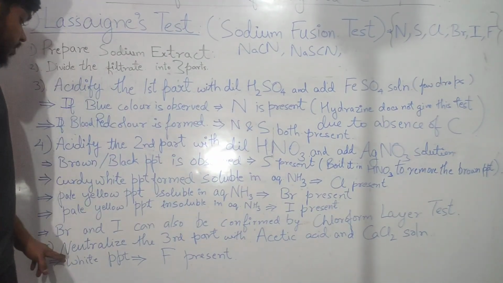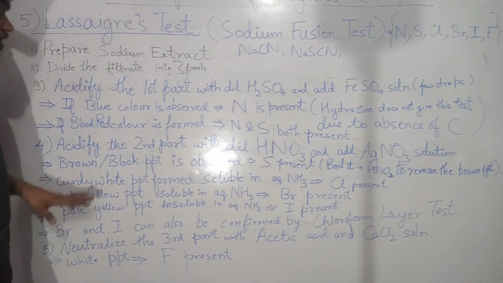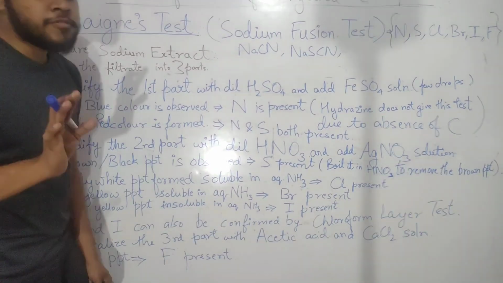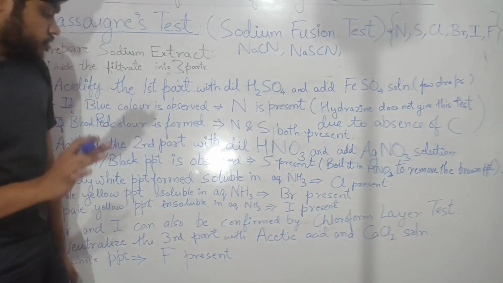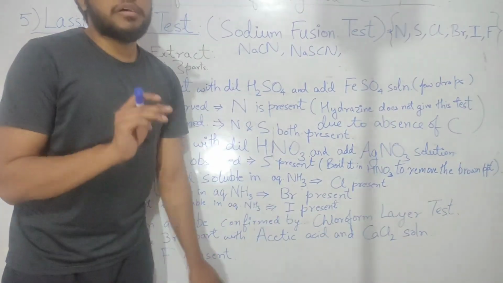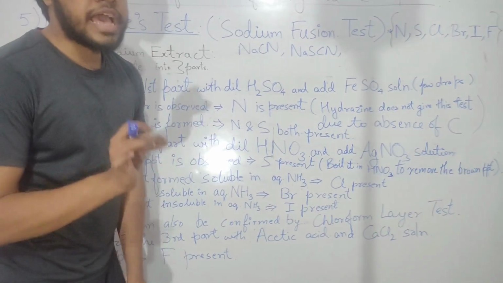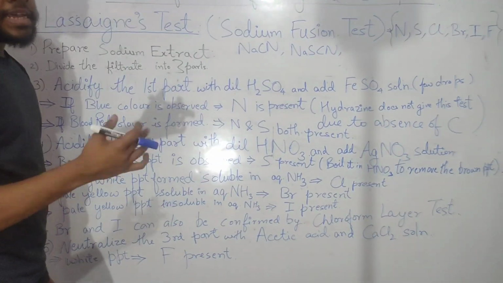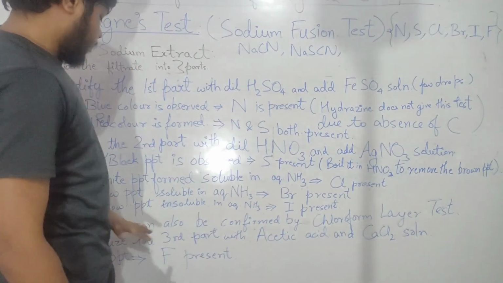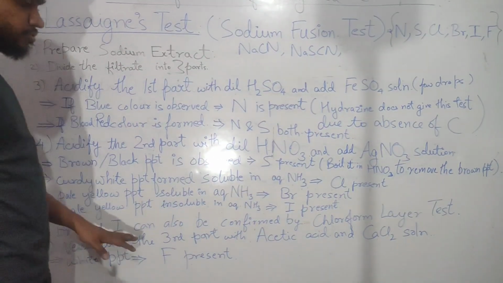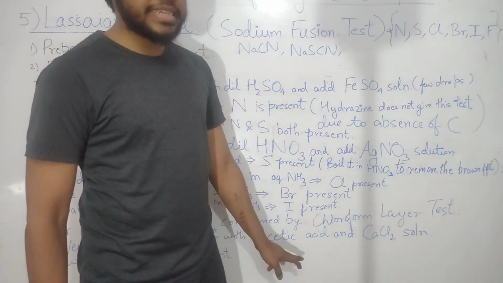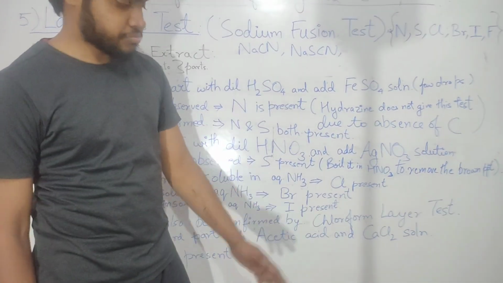Okay, now we come to the third part. So in the third part we will be testing for fluorine. In this case we have to neutralize the third part with acetic acid. Keep in mind we have to neutralize and not acidify, because if we acidify, our test may become negative in the presence of fluoride ions. So we have to keep the condition almost neutral. That's why we are using a weak acid like acetic acid and not a strong acid.